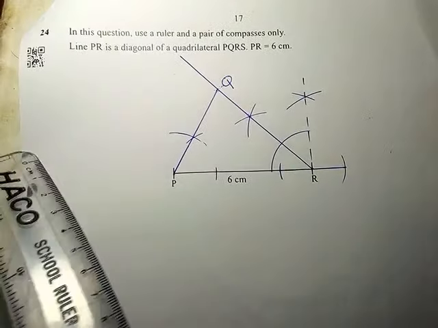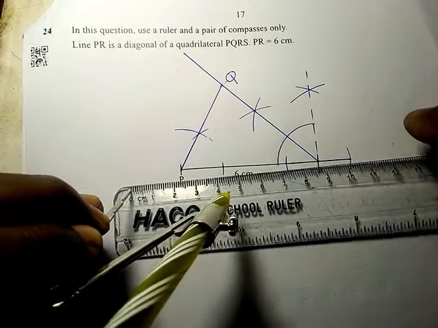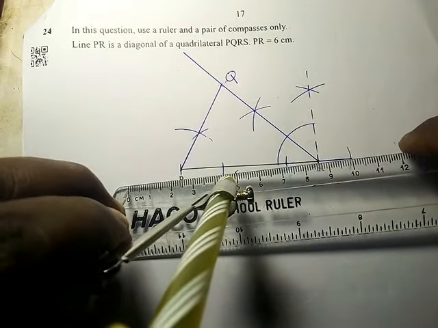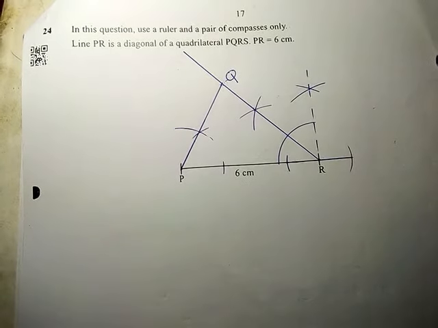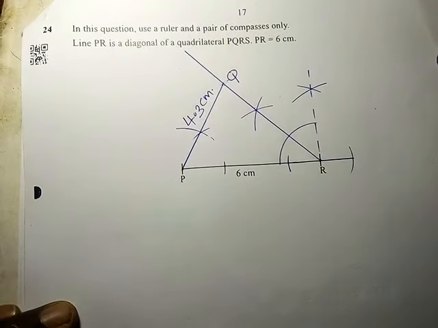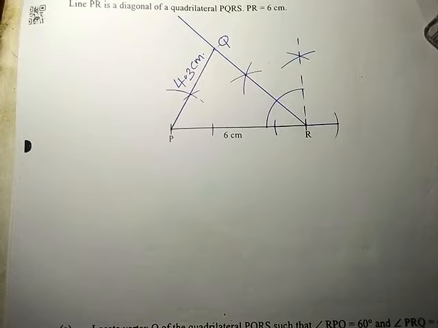Good. Take your ruler. You can see mine is 4.3 there. So for this one is 4.3 centimeters, right? 4.3 centimeters. We go to the next question.